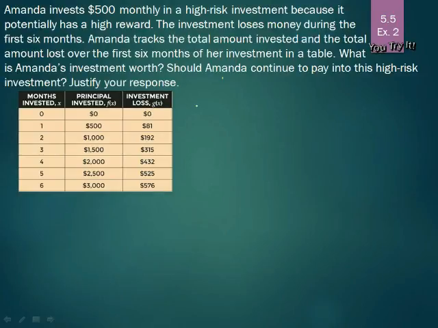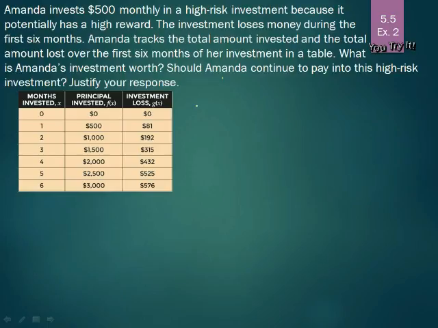Amanda invests $500 monthly in a high-risk investment because it potentially has a high reward. The investment loses money during the first 6 months. Amanda tracks the total amount invested and the total amount lost over the first 6 months of her investment in a table. What is Amanda's investment worth? Should Amanda continue to pay into this high-risk investment?